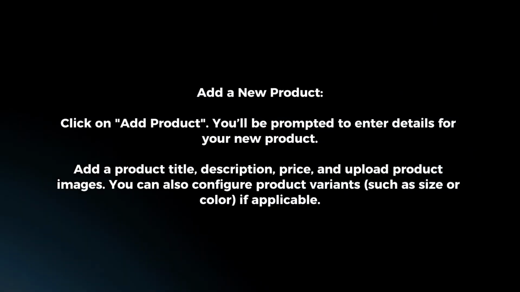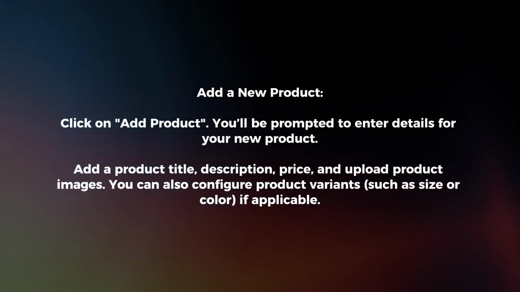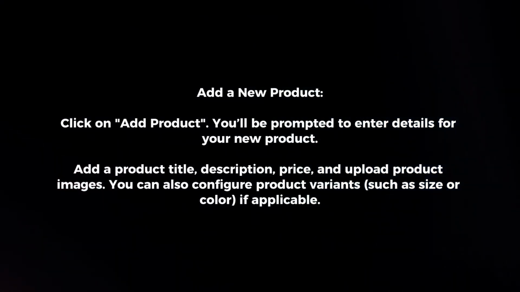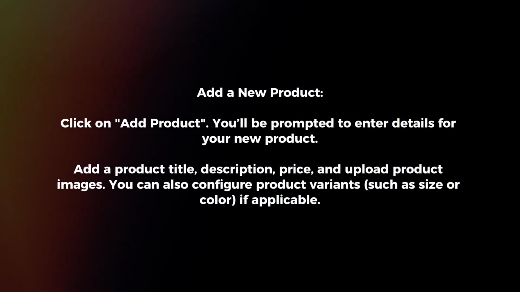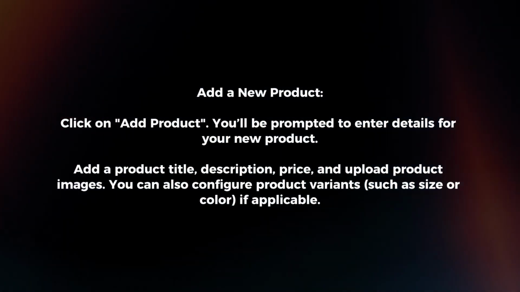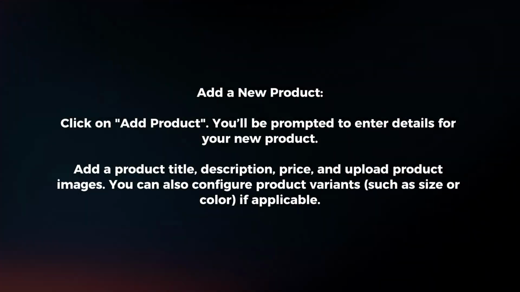Add a new product. Click on Add Product. You'll be prompted to enter details for your new product. Add the product title, description, price, and upload product images. You can also configure product variants if applicable.